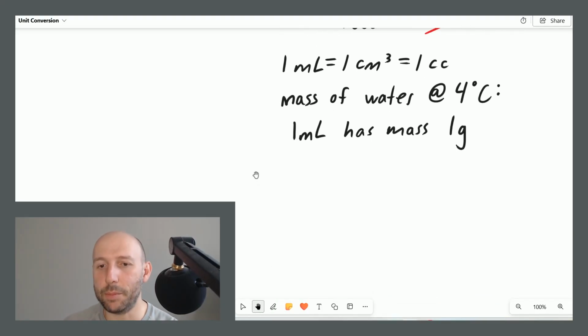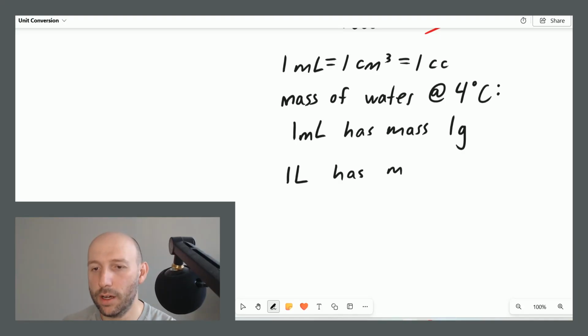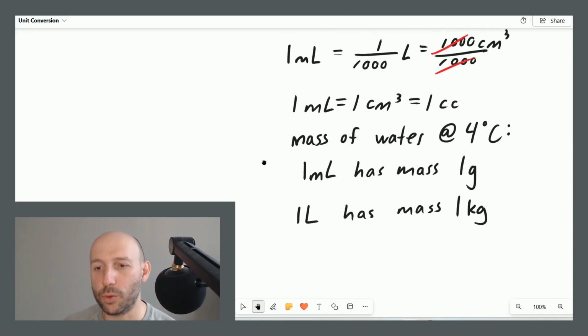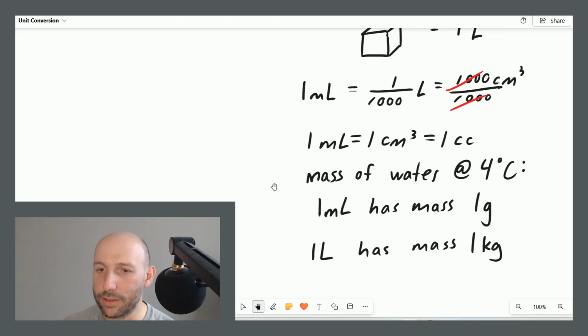Well, that means that 1 liter of water, which is 1,000 times more than a milliliter, will have a mass of 1 kilogram. And see, that's the relationship between meters and liters and grams.